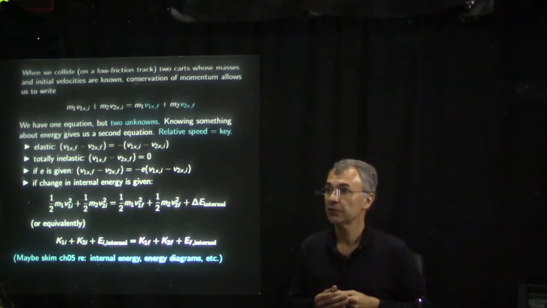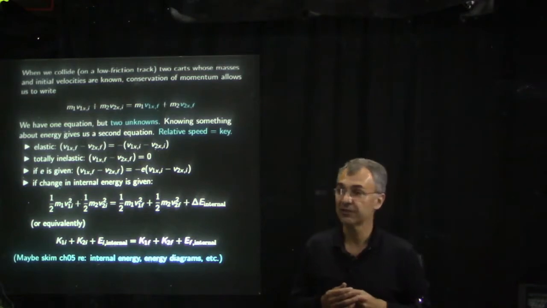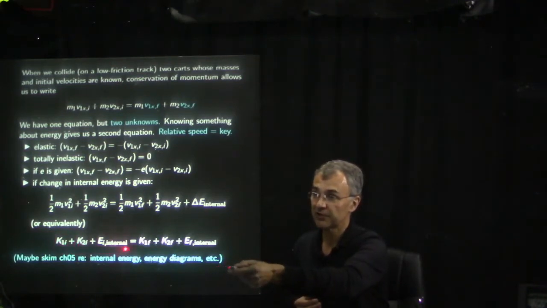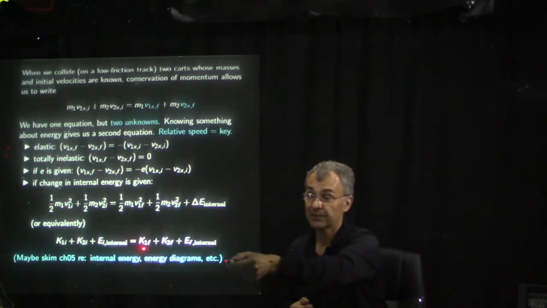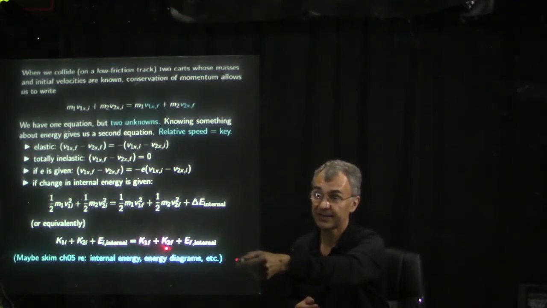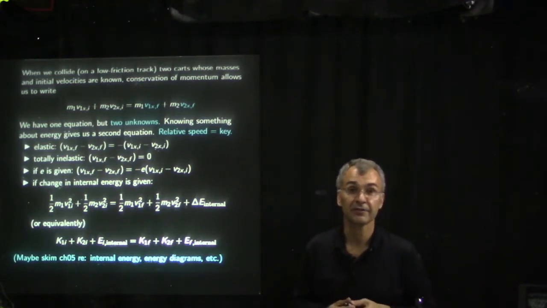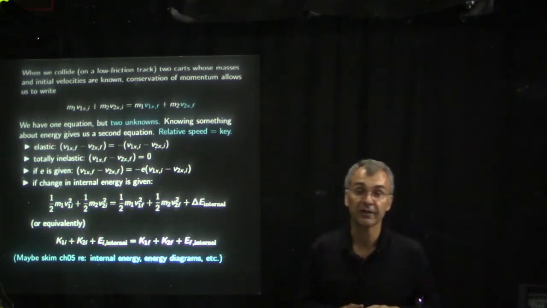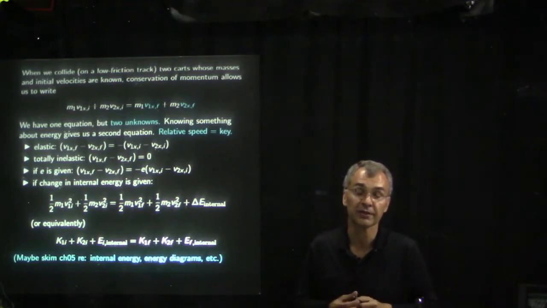So if you're told what the change in internal energy is, then you can say, well, the kinetic energy of object 1 plus the kinetic energy of object 2 plus the internal energy before the interaction is the kinetic energy of object 1 plus the kinetic energy of object 2 plus the internal energy, all added up after the interaction. And so this would be true for a closed system. So no energy goes in or out of the system, but some energy is transformed inside the system from one form to another.